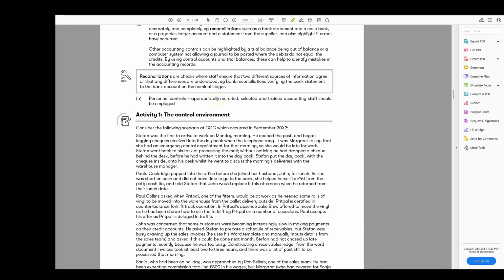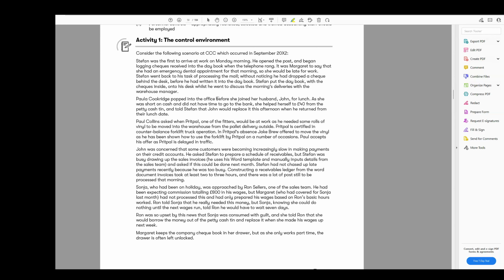All right, let's have a look at one of our activities. Look at activity 1, and in this activity it says consider. So first we need to set the control environment. Consider the following scenario at CCC which occurred in September 2012. Remember that CCC has company background information that you can find at the back of the book. At the end of the book, you will see a scenario of the company background for CCC, and you can also find this information on your My AAT portal, called pre-release material.